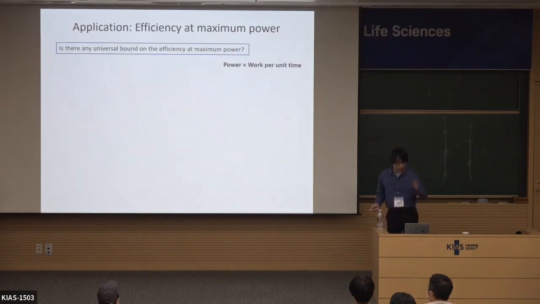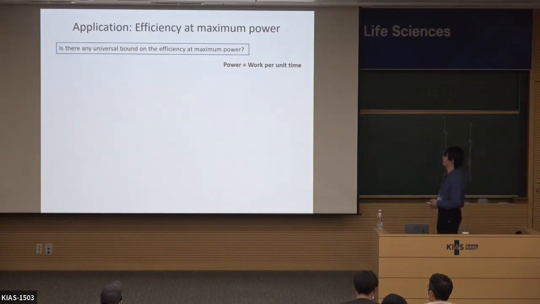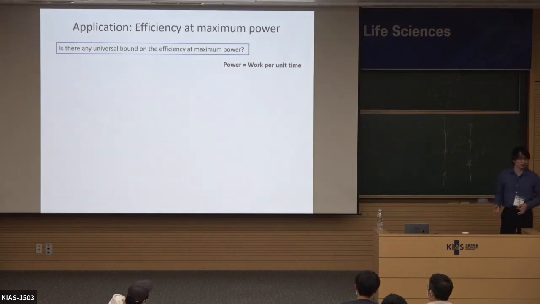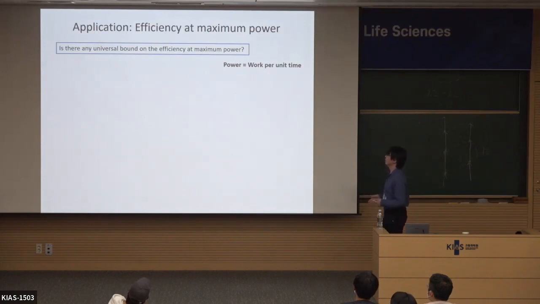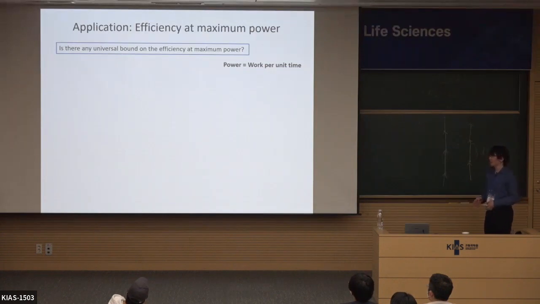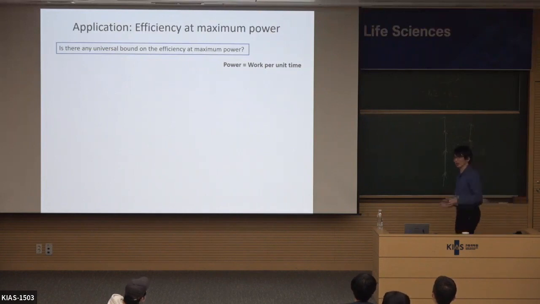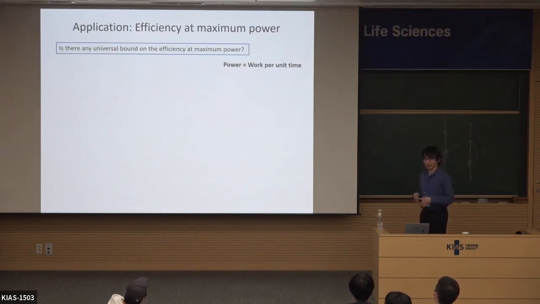And one application of this Onsager reciprocity for information current is efficiency at maximum power. There's another context other than information thermodynamics, so this is an important question. How about the universal bound on the efficiency at the maximum power? In the reversible limit, we need a very long time to operate a heat engine. For example, in the case of the Carnot cycle, the efficiency is maximum, but we need the quasi-static limit. That means infinitely long time. That is not practical, because to extract the maximum amount of work, we need infinite time.